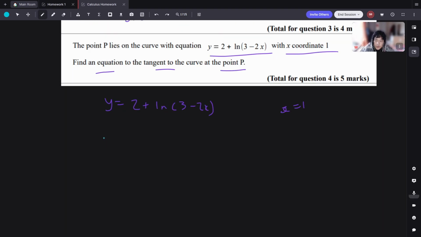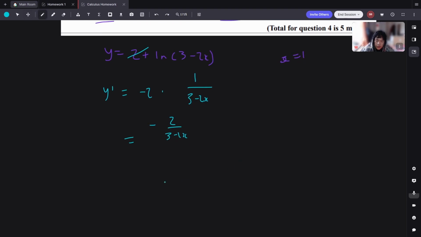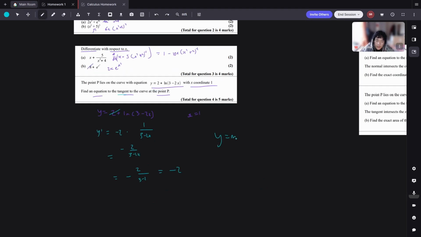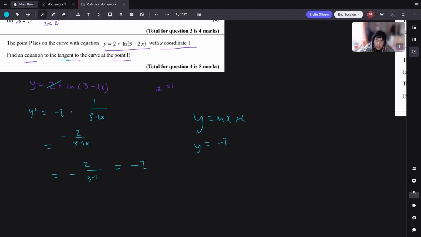So the differential of this becomes y dash, the 2 goes away, equals the ln of this, so it's going to be minus 2 multiplied by 1 over 3 minus 2x, which equals minus 2 over 3 minus 2x. And then x equals 1 in that scenario, so this equals minus 2 over 3 minus 2, which equals just minus 2. So the gradient of the tangent is going to be minus 2, so y equals mx plus c. So we need to find the equation, so y equals minus 2x plus c.